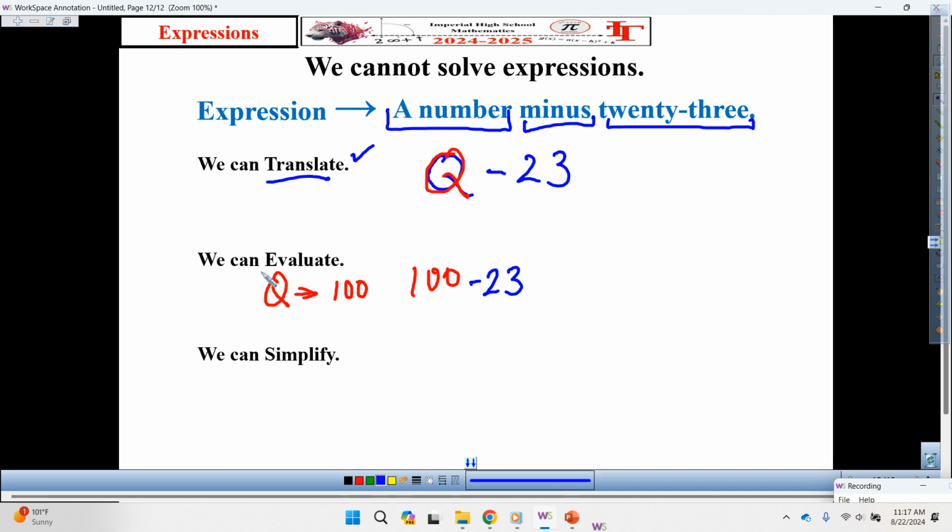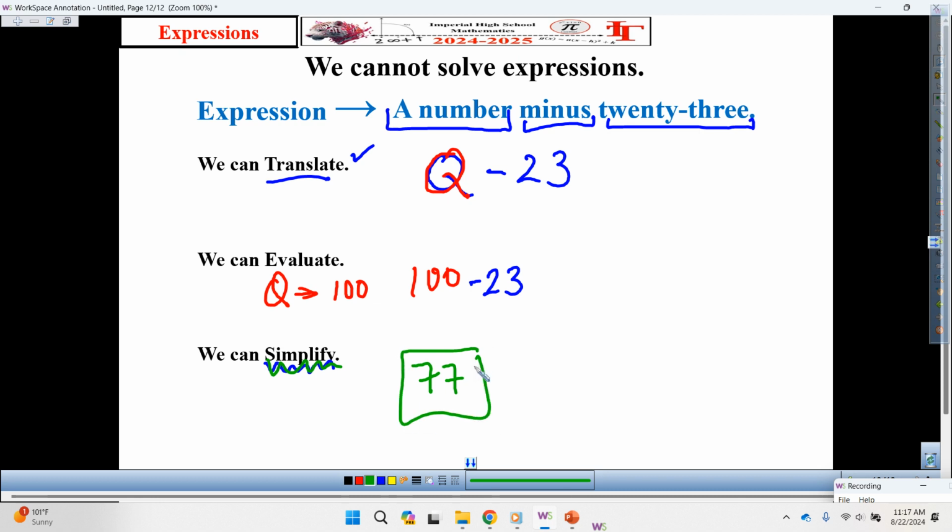I just did what? Evaluated. What does evaluate mean? To substitute the value of the variable. What is my last step? Simplify. I'm going to simplify. What is 100 minus 23? 77.